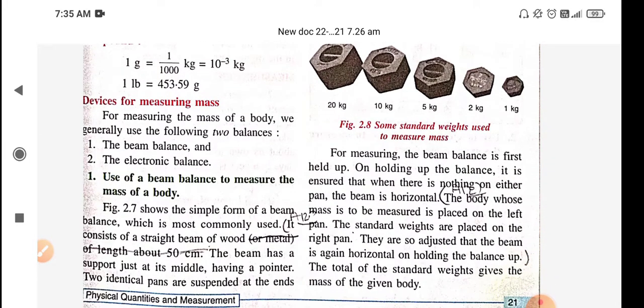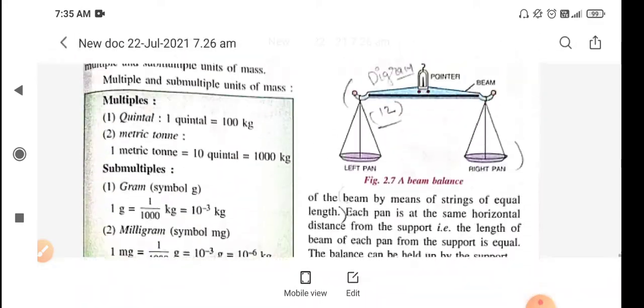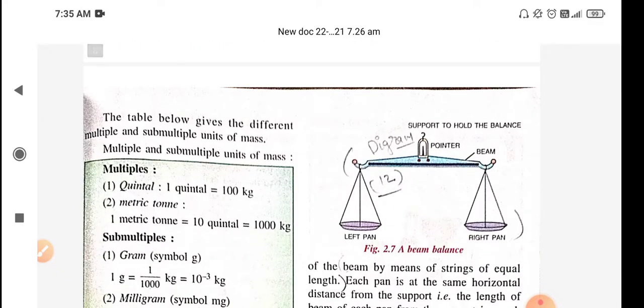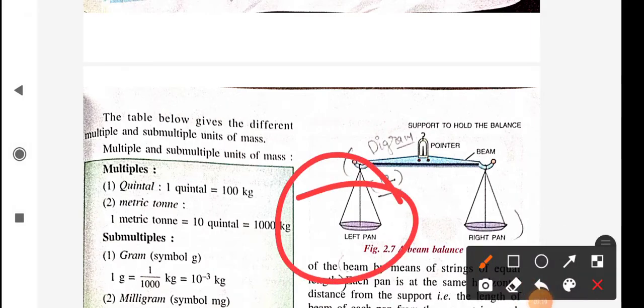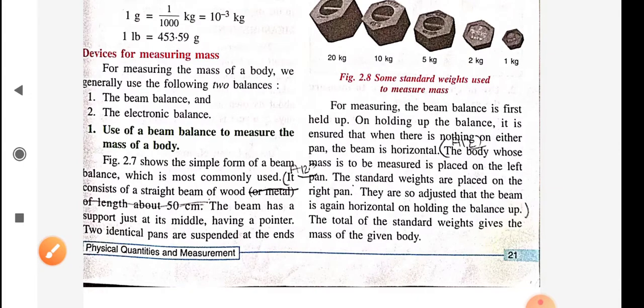Now for measuring, the beam balance is first held up. It is ensured that when there is nothing on either pan, the beam is horizontal. The body whose mass is to be measured is placed on the left pan. Means, the body whose mass we have to find out, in which pan will we place it? We will place it in the left pan. And the weights, where will we place them? Put the weights on the right pan. This is the process of measuring the weights by a beam balance.